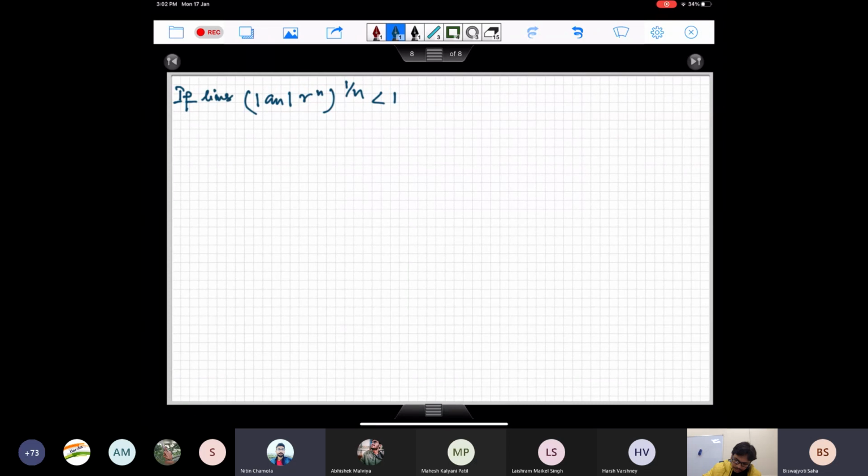Lim sup of this guy is less than 1. This implies that the summation of |a_n| r^n is finite. Right? I get this one. Agreed? Yes, sir. Now what is this? This is nothing but r times lim sup of |a_n|^(1/n). Correct?